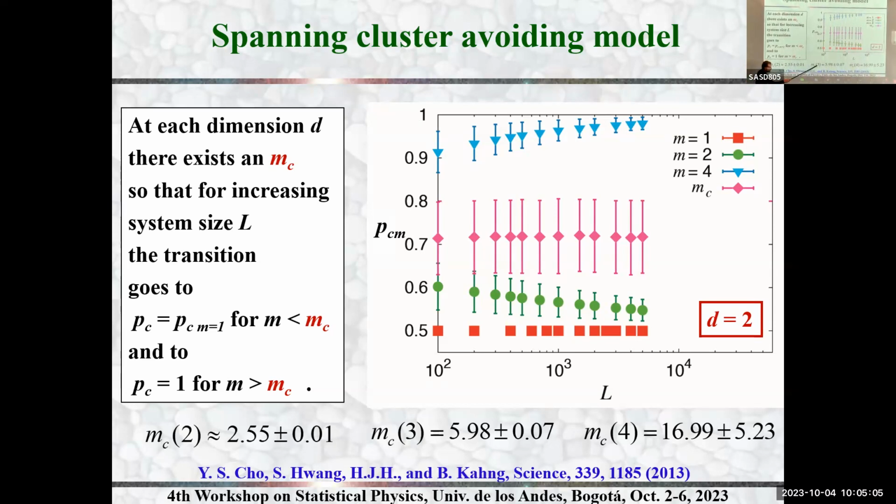And here, this is in 3 dimensions, the critical number of bonds that makes your first order transition, it is 5.98. In 4 dimensions, it is 16, 17, kind of, yes. So you can calculate numerically for every dimension the number of bonds that you have to choose in order to get a first order transition. What's happening?